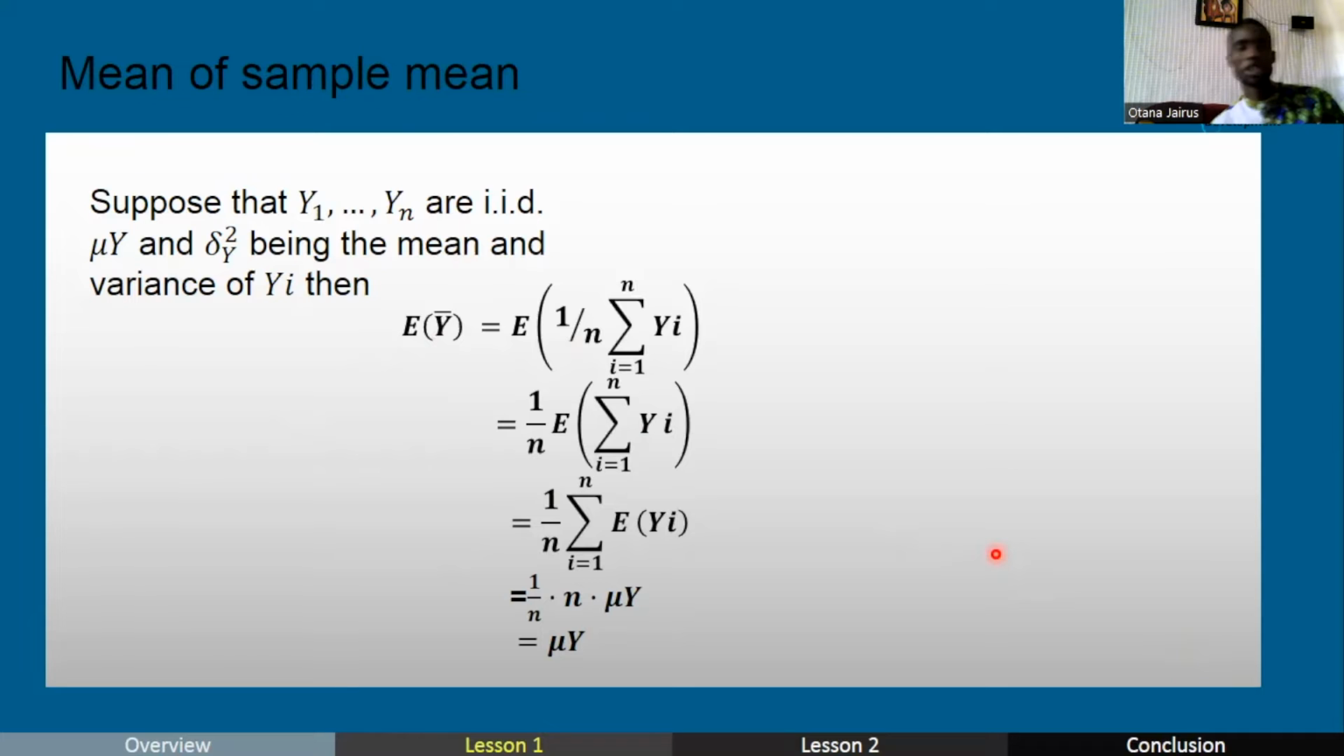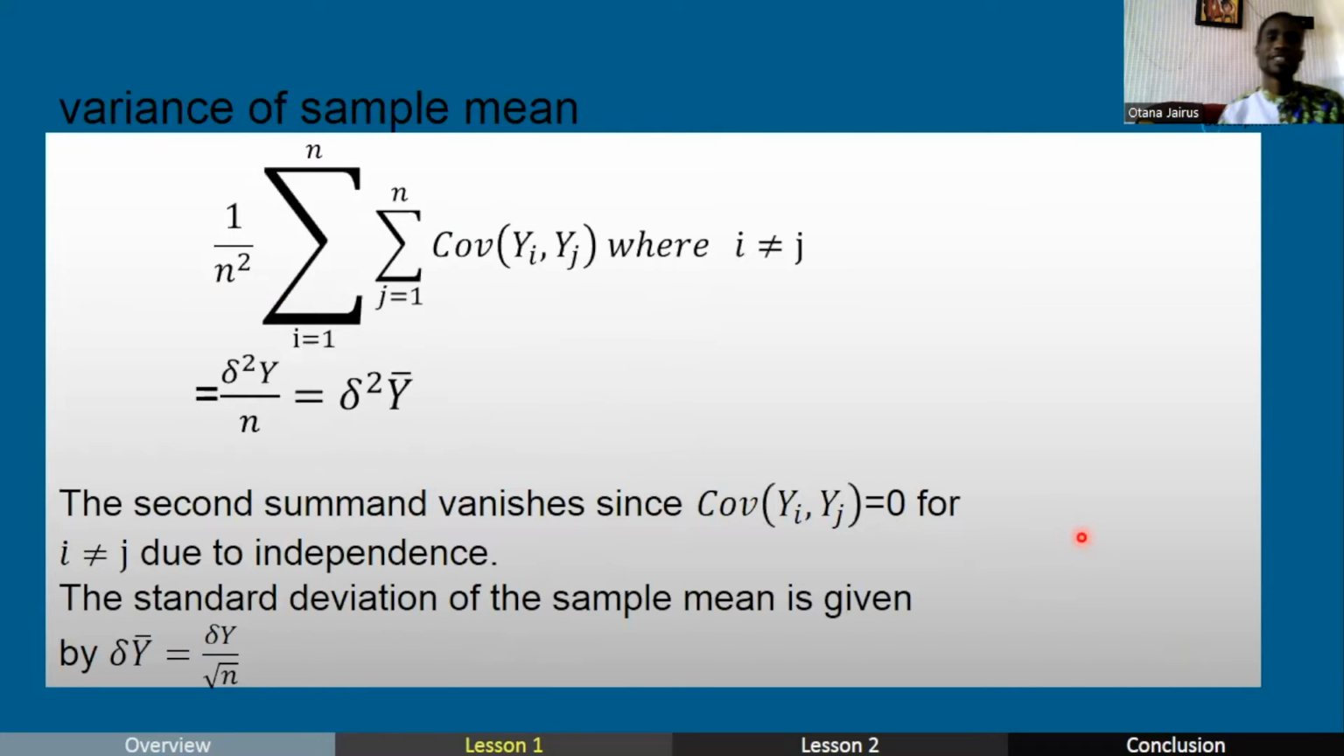So the expectation of the sample mean is mu y. Now let us go to the variance of the sample mean. Our formula is given by taking 1 over the sample size squared, times the summation of the covariances of yi and yj. But we know that the covariance of yi and yj is equal to 0, due to independence. Since the covariance equals 0, the summation here cancels.